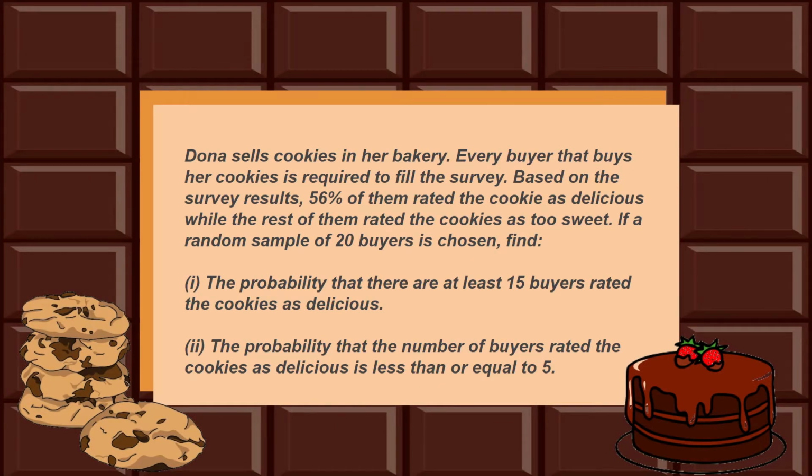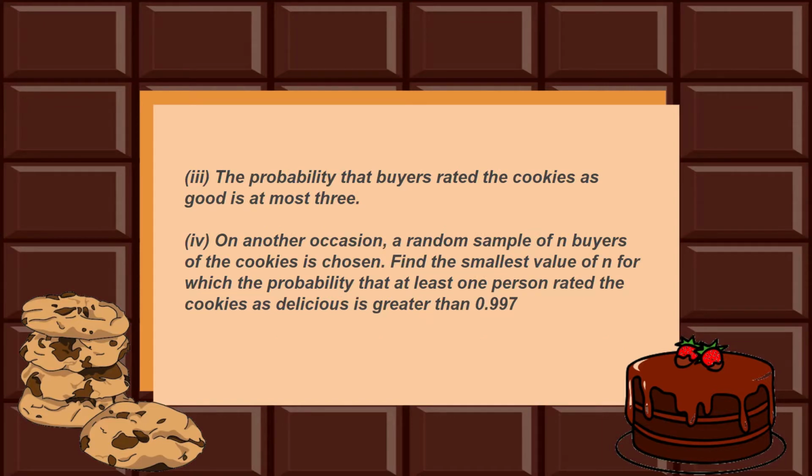Dona sells cookies in her bakery. Every buyer that buys her cookies is required to fill in a survey. Based on the survey results, 56% of them rated the cookie as delicious, while the rest rated the cookies as too sweet. If a random sample of 20 buyers is chosen, find, first, the probability that there are at least 15 buyers rating the cookies as delicious. The second one, the probability that the number of buyers rating the cookies as delicious is less than or equal to 5. The next one, the probability that the number of buyers rating the cookies as delicious is at most 3.